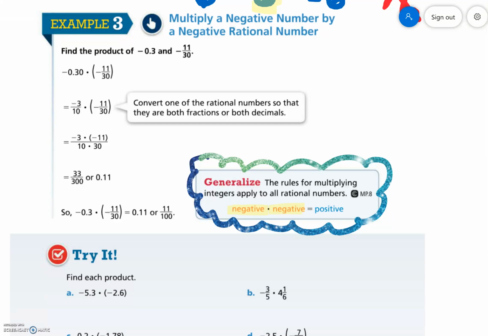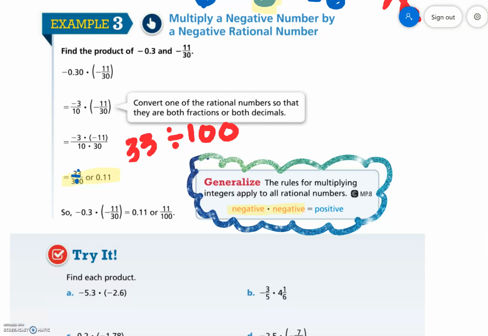So negative 3/10, so negative 0.3 looks like negative 3/10 because the 3 is in the 10th position. And then we have negative 11 over 30. They put the negatives on both in the numerators. So negative 3 times negative 11 gives us positive 33. 10 times 30 gives us 300. Then they turned their fraction into a decimal by doing 33 divided by 100. Remember, I taught you that trick. If you need a reminder, put dots where the numbers are. Draw the line. It looks like a division symbol.